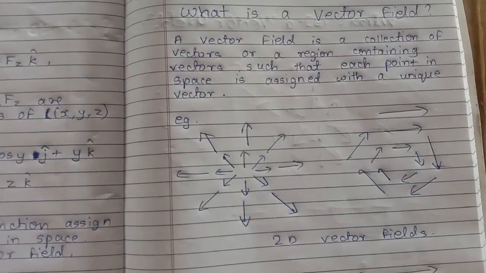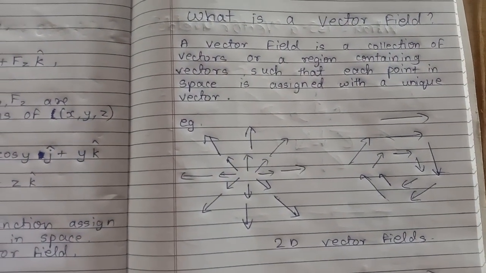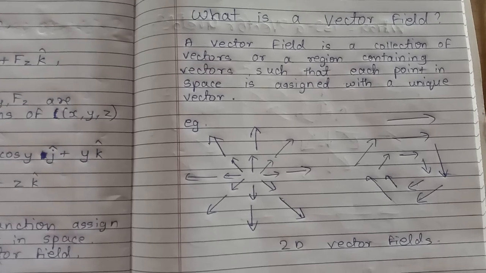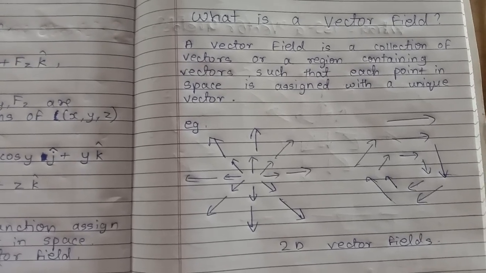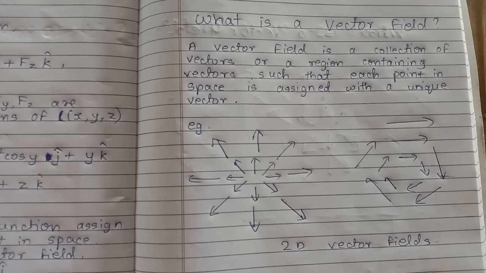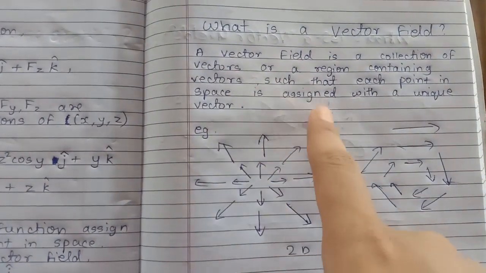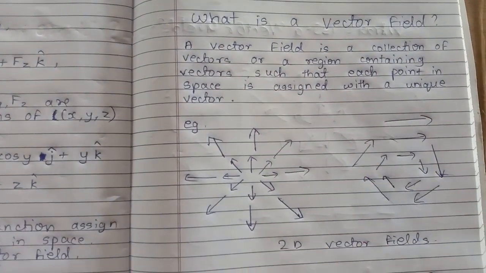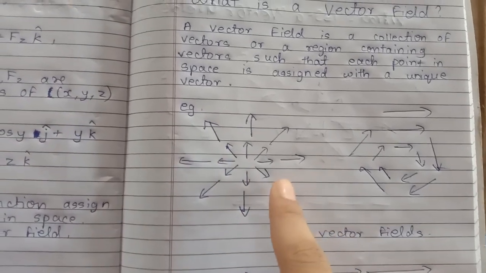So hello friends, in this video we are going to see what is a vector field. A vector field is nothing but a collection of vectors or a region which contains vectors such that each point in space is assigned a unique vector. So you can see examples of vector fields.